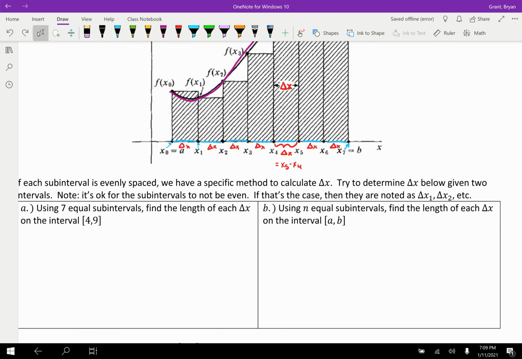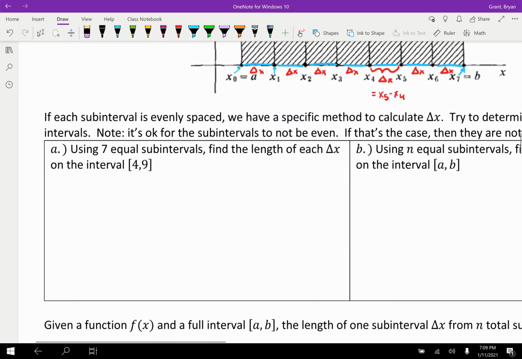Now, the first question we need to answer before we get better at approximating is, how can we find the length of delta x? And you're like, well, that's easy. You just take two x coordinates and subtract them. Cool, but what if you have 10,000 x coordinates? What do we do then? And I bet you could do it, but let's take a peek.